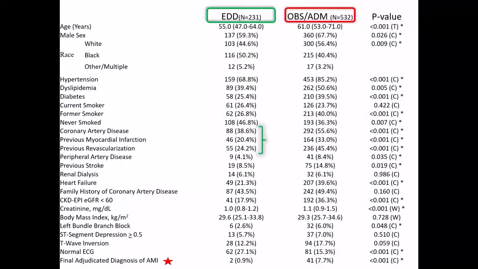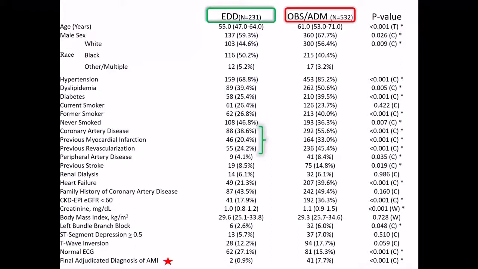These are the listing of the patient's characteristics of the ones that were sent home by the ED docs versus the ones that were sent to OBS or admission by the ED docs. And if you look at it, the ones that were admitted to observation or to the hospital clearly had a lot more comorbidities.